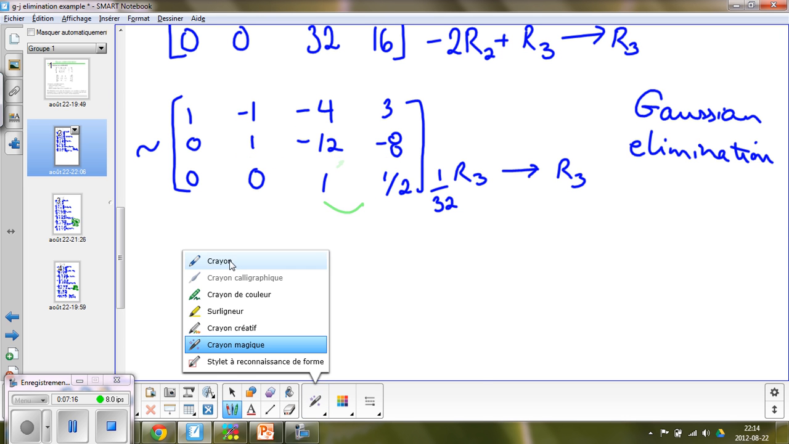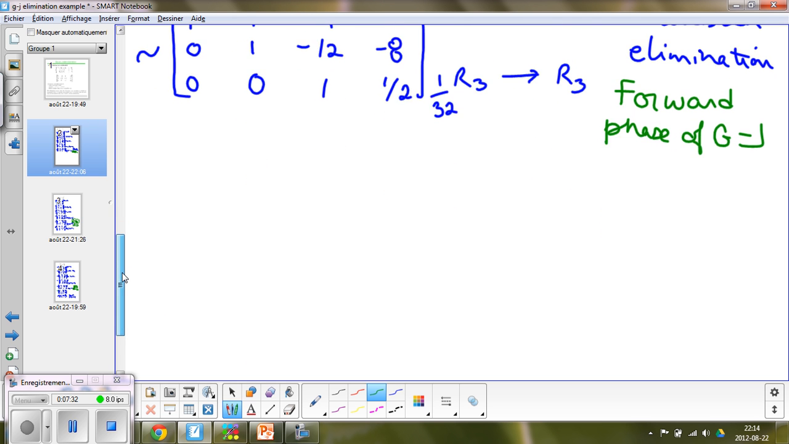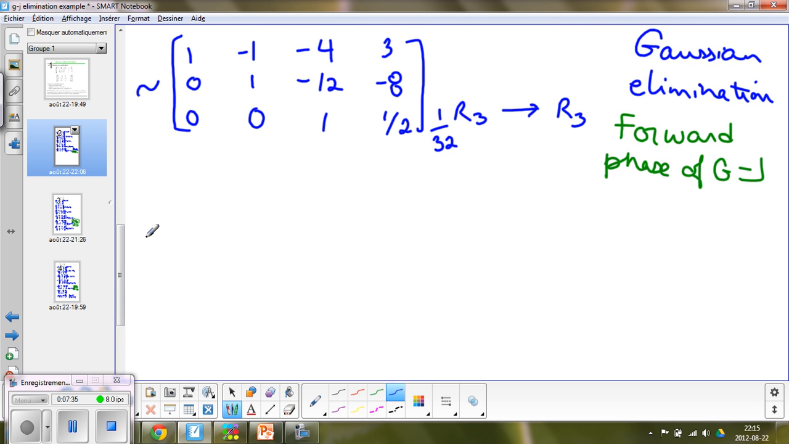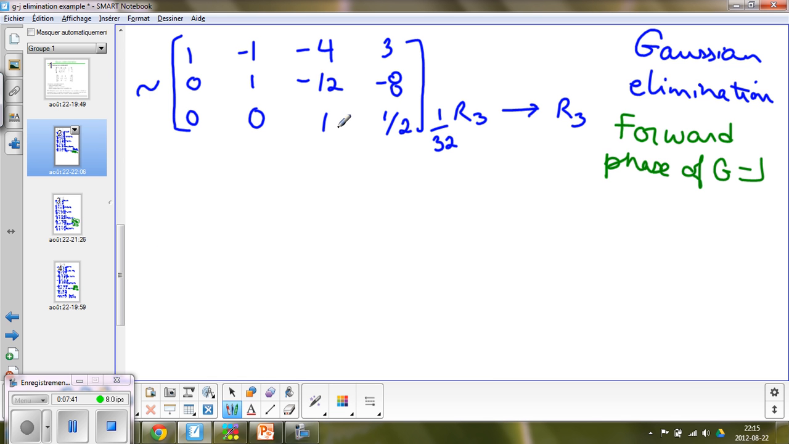We won't stop here, however, because we can go further. So we've done Gaussian elimination, and that's actually the forward phase of Gauss-Jordan. I'll move quickly on because this is getting a bit long. Now what we want to do is to have zeros. Where I have a leading one, I want it to be the only non-zero number in the whole column. So I need to get a 0 here, 0 here, and 0 here.